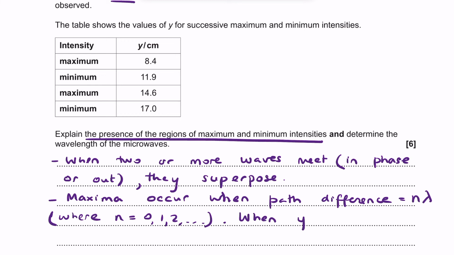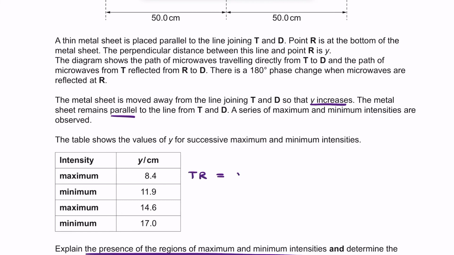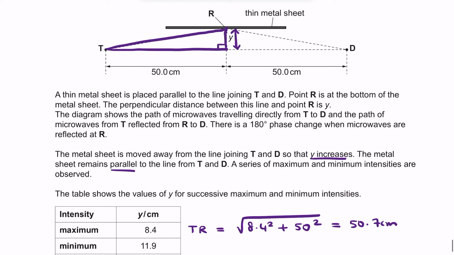when y is 8.4 centimeters, the length of TR, if you look at this triangle, you'll notice that the base is fixed, which is 50 centimeters. The only thing that's changing is the length. This is increasing, and the starting value is 8.4. So if you work out TR using Pythagoras, TR is the square root of 8.4 squared plus 50 squared. I'm not going to change them into meters. That gives me 50.7 centimeters, and that's basically the same for RD as well. So this is 50.7 centimeters, and so is this, and that's the most important point.